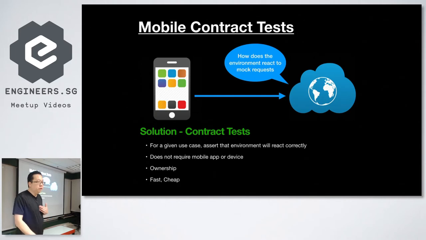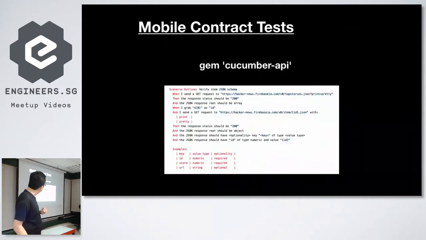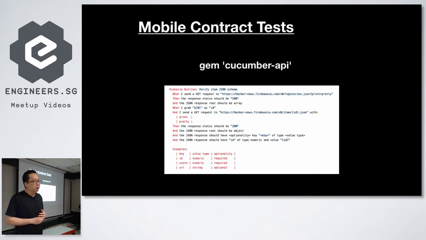Personally, I like to write tests in BDD, behavior-driven style, which is basically given, when, and then. There are many API testing services out there, free and paid. This is the one I've chosen: a gem called Cucumber API, which was written by my colleague at PropertyGuru.